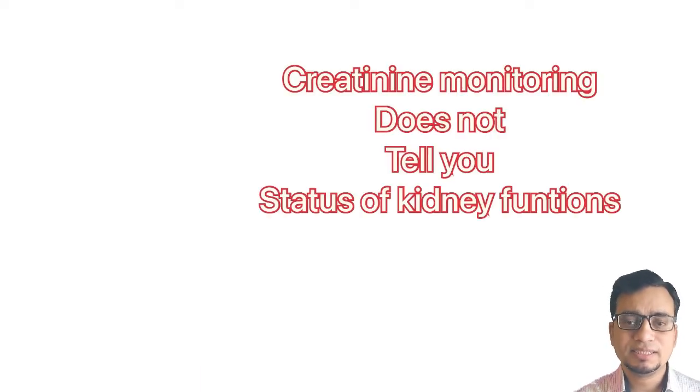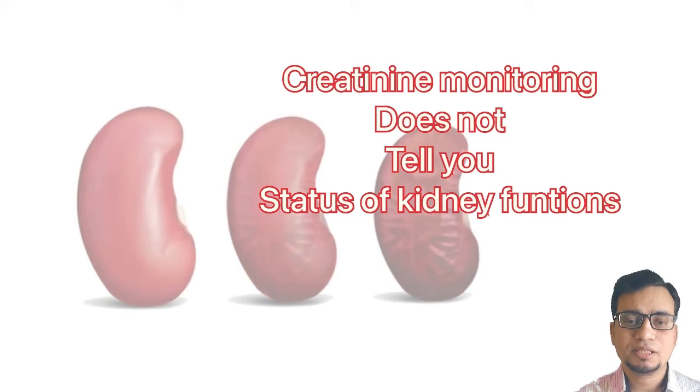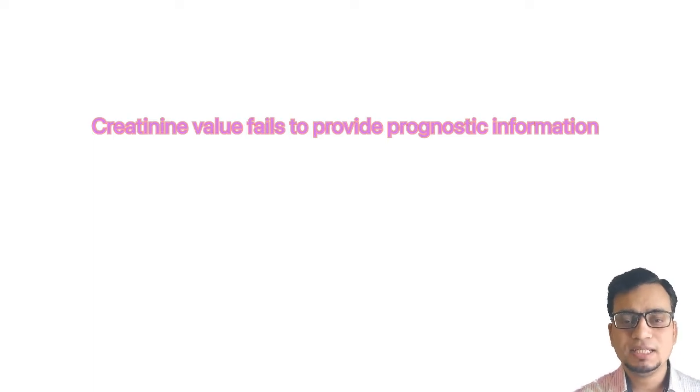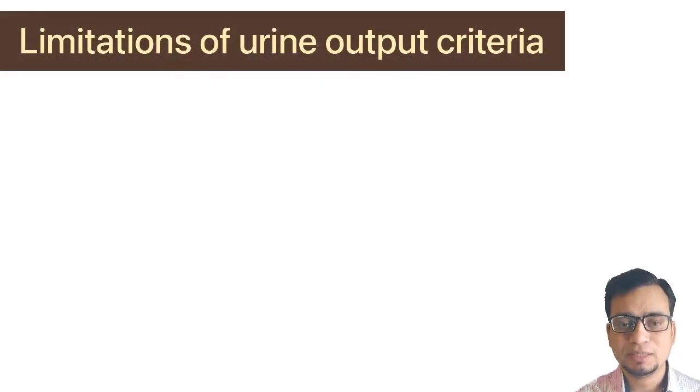Another limitation that I would like to highlight is that the creatinine criteria do not provide any information about whether kidney injury is progressive or in recovery. So it fails to provide any prognostic information. Now we will discuss the limitations of urine output criteria separately.